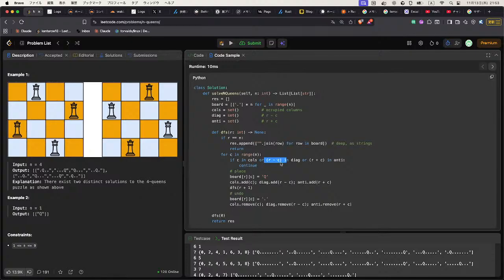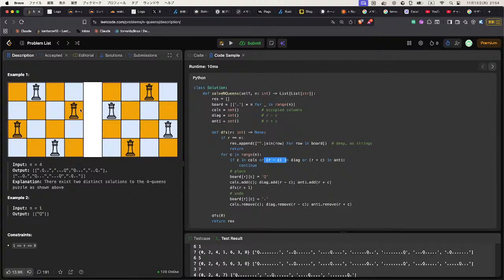So row minus column means same line from top left to bottom right, because for this example same row and same column, the difference is 0 for this line. For this line, row is 2, column 1, so the difference is 1. Difference is 2. Difference is 3.